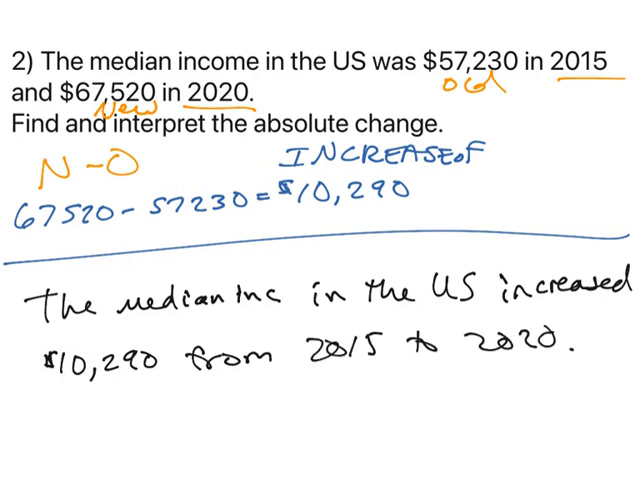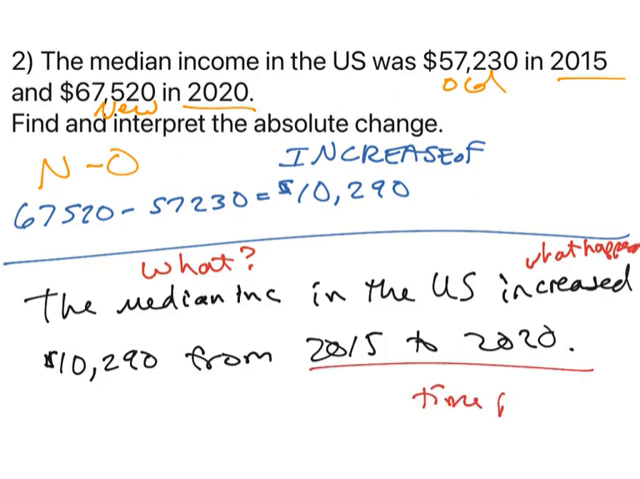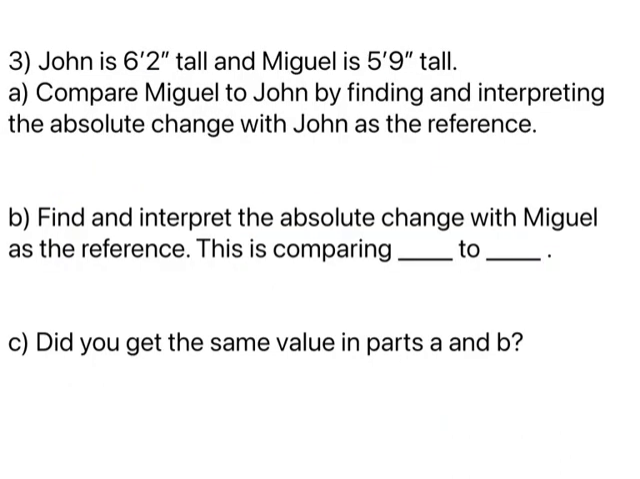So there's your basic idea. What are you talking about? What happened? And then your time period. What are we talking about? What happened to that? What is the time period? If you put those three pieces together, you have yourself a good interpretation.